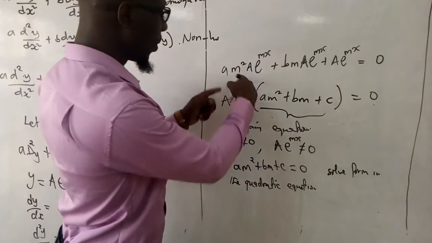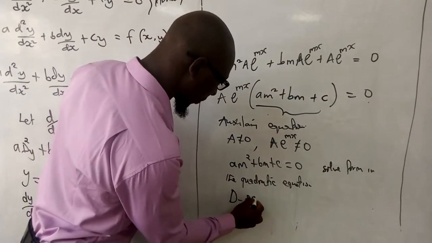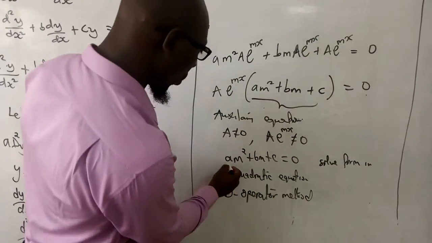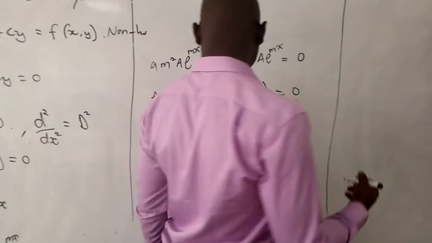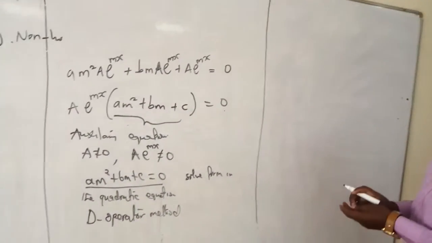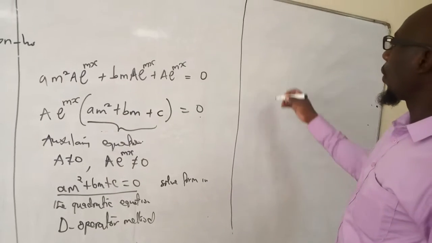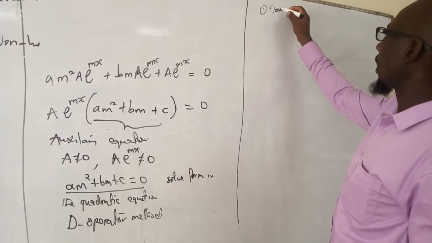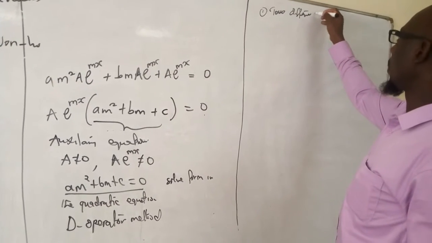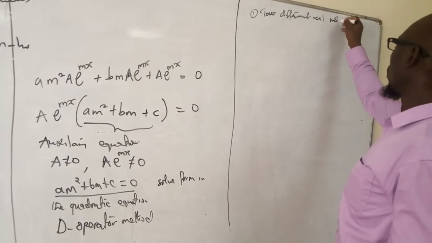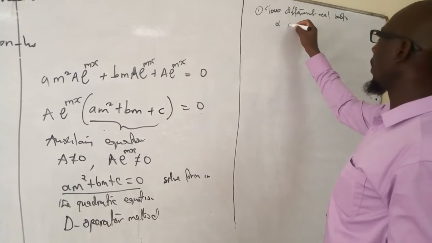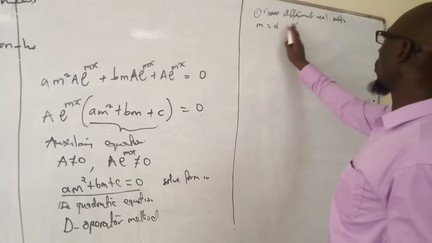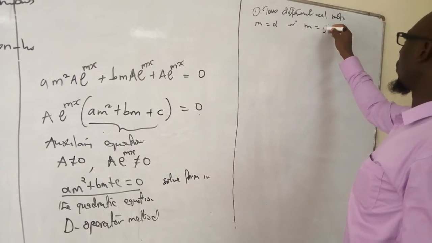We also need to know that this method of solving second order differential equations using the D method is called the D operator method. So considering this quadratic equation, we can have three possible answers. The first answer is that we can have two different real roots. That one can be alpha and beta. Consider that m is equal to alpha or m is equal to beta.